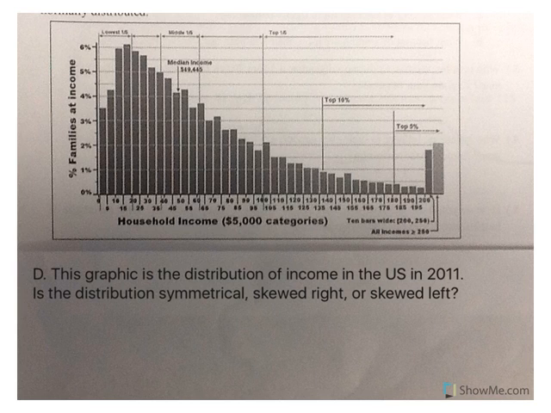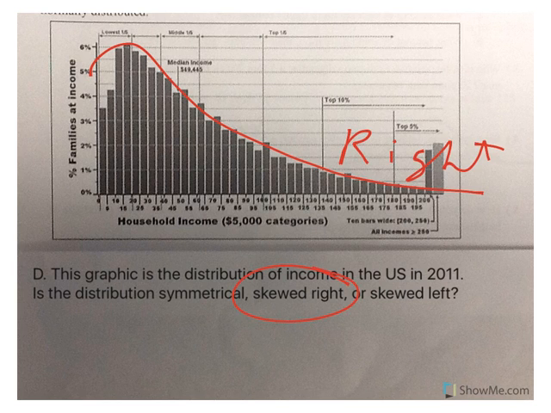Now this graphic is the distribution of income in the U.S. in 2011. How would you describe this distribution? Well, it looks to be tailed to the right. So we would say that it is skewed right.